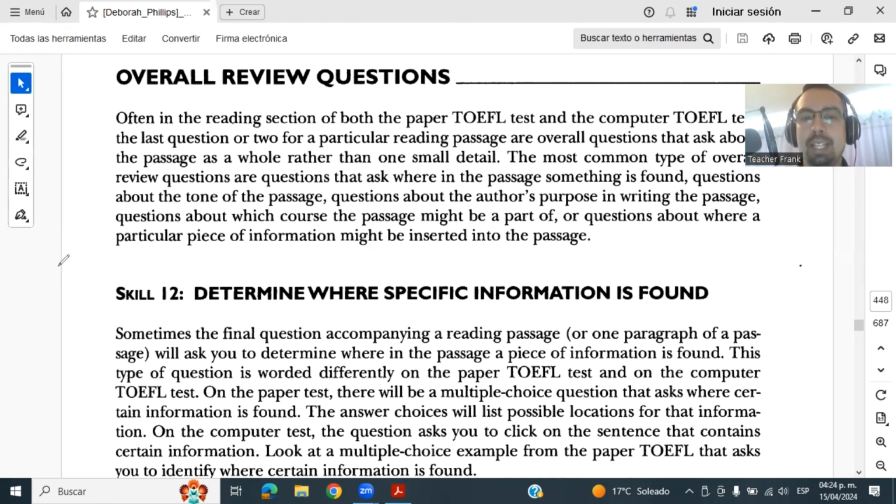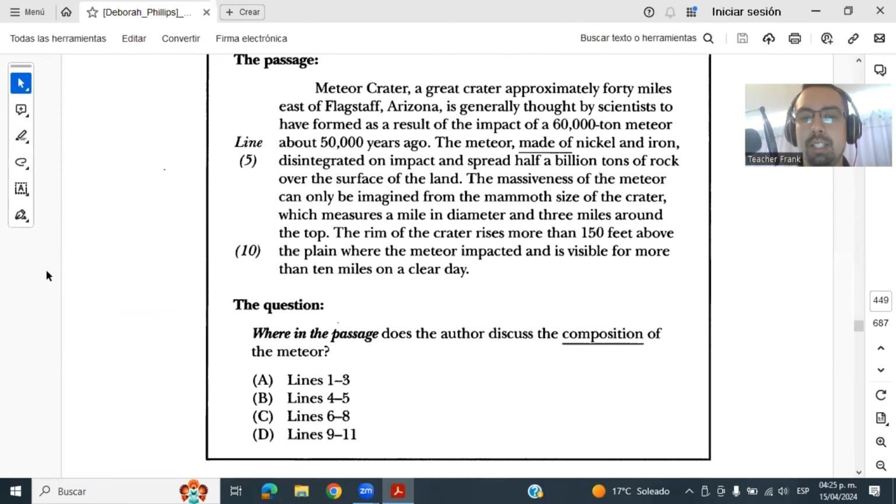Okay, this skill is called determine where specific information is found. I know it sounds maybe confusing or complicated, like specific information, what is that? But this skill is very easy. This skill is basically the one where they ask you in what line you find this information or this word. So they're going to ask you, like it says here, to determine where in the passage a piece of information is found. Okay, I don't think there's anything else to say about this. Let's go and check out an example.